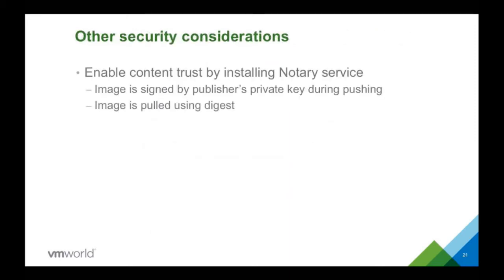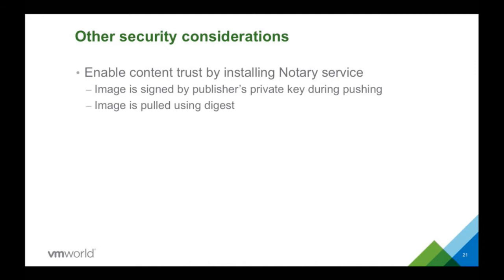Besides role-based access control, there are other security considerations as well. The first one is content trust. Content trust basically means the provenance of the images: where does this image come from? Is it coming from people you trust? Is the person who created it someone you trust? So this is content trust. It is usually implemented by a service called Notary.